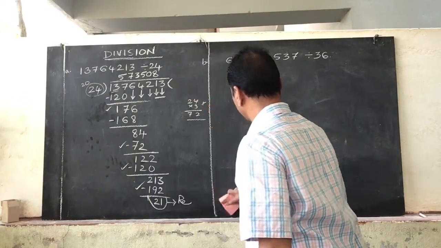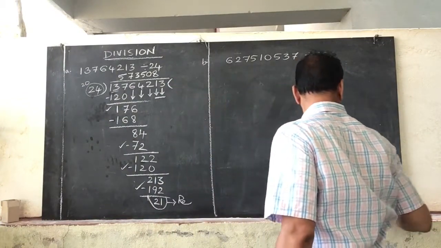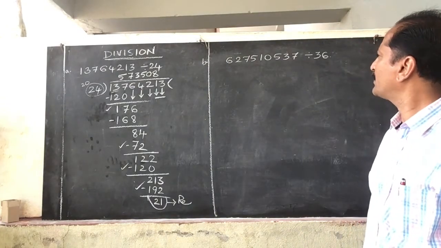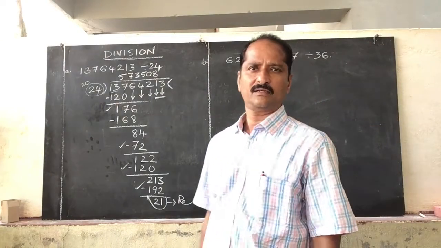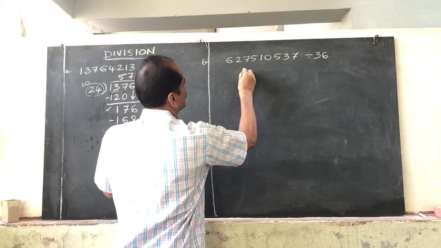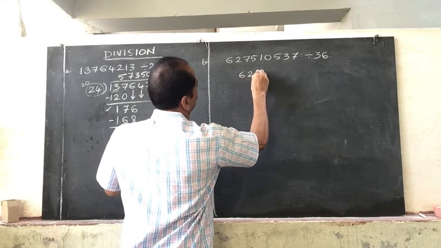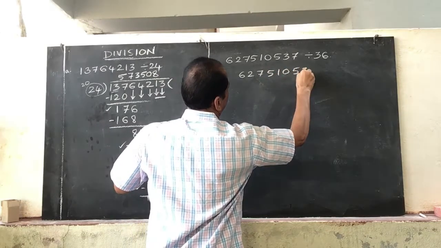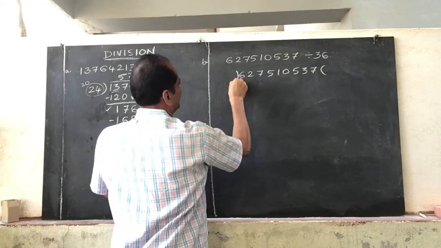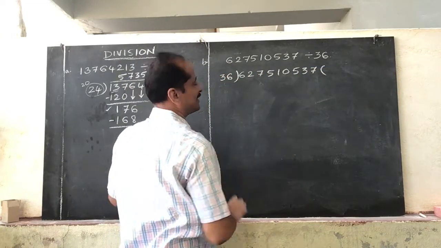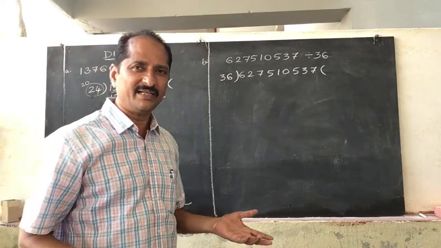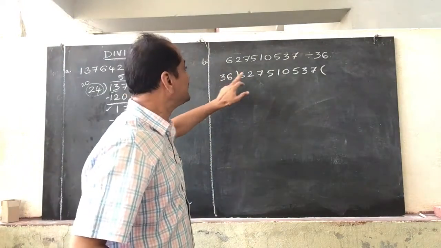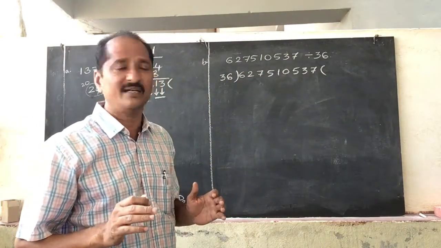Now observe carefully here, the next one. Here the same number we are dividing. Now take 62751053 divided by 36. Whenever you are dividing with 36, actually we don't know the 36 table. That means we are finding how many 36s are there in this number.